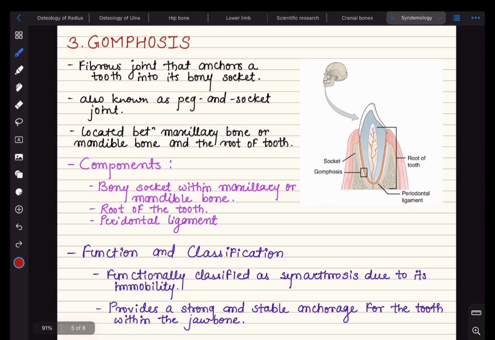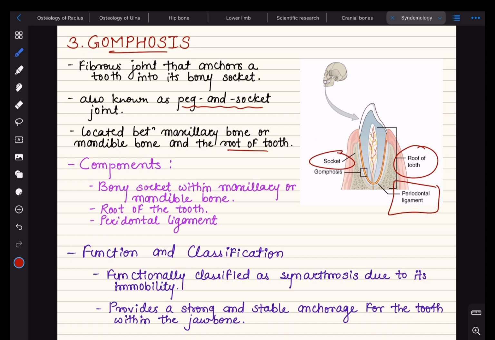The fibrous joint that anchors a tooth into its bony socket is known as the gomphosis joint. It is also known as the peg and socket joint. It is located between the maxillary bone or the mandible bone and the root of the tooth. So what are the components of these joints? The bony socket within the maxillary or the mandible bone, secondly, the root of the tooth, and lastly, the periodontal ligament which helps in the attachment.